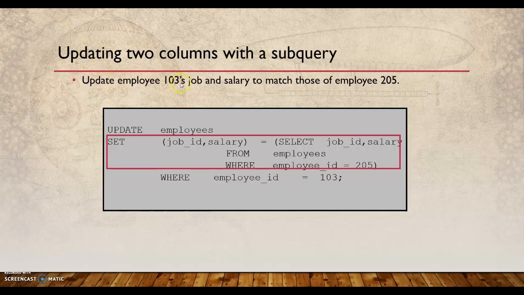And then update the columns where the salary matches those of employee 205. So select job ID and salary from the row of employee ID 205. The same job ID and salary is going to get updated for employee ID 103. So job wise and salary wise, this statement will give the same values as 205. That is, employee 103 will have the same job ID and salary as 205. So that's the update of employee 103's job and salary to match those of employee 205.